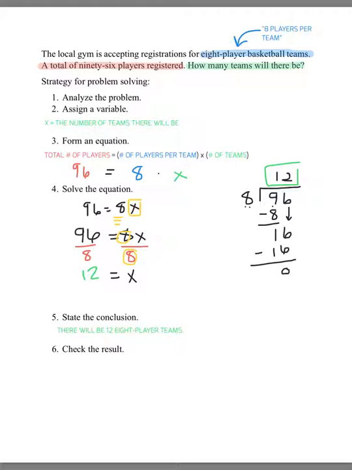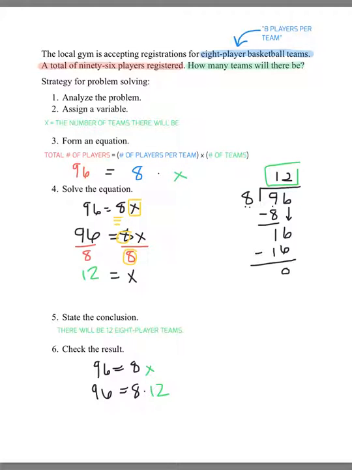So now let us go ahead and check our result. Again, when checking the result, we want to start off with the original equation found in step 3. That is 96 is equal to 8x. However, we now know that x is equal to 12. So we're going to go ahead and substitute that in for x. So let's see, we're going to have 96 is equal to 8 times 12.